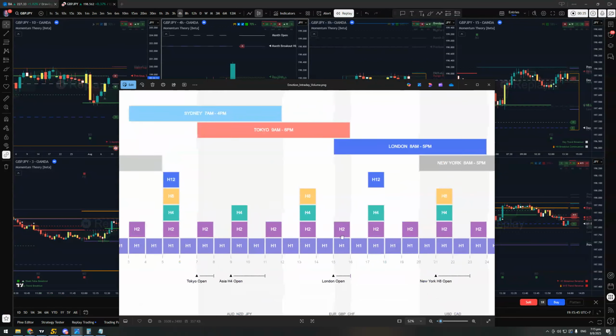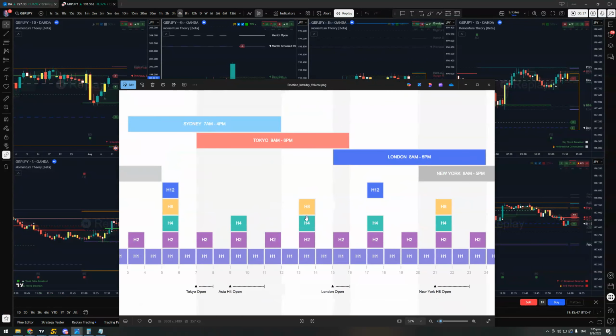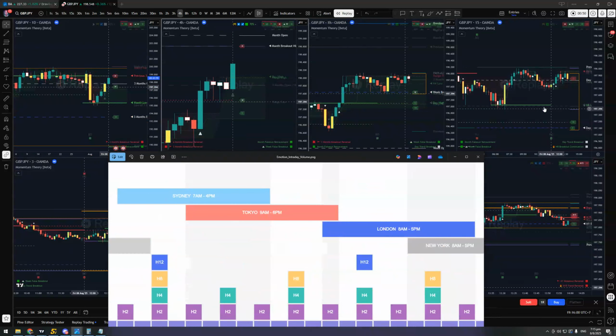Right at London Open, I'm looking to trade moves that I see on the previous H8, H4, and H2 close. But if I don't see any setups right at London Open, then I know that I'm waiting for the H12, H4, or H2 open, which is the next influx of volume in London. So nothing here for me, and so I already know that I'm waiting for this H4 bar to close.